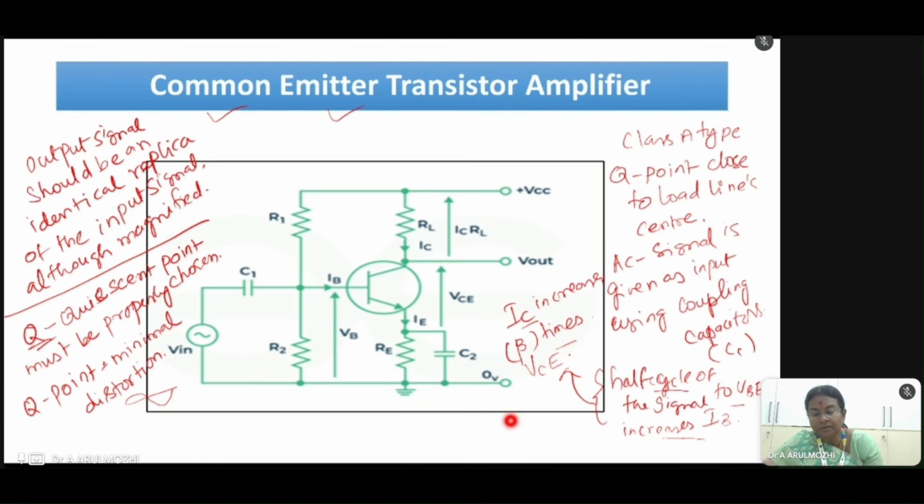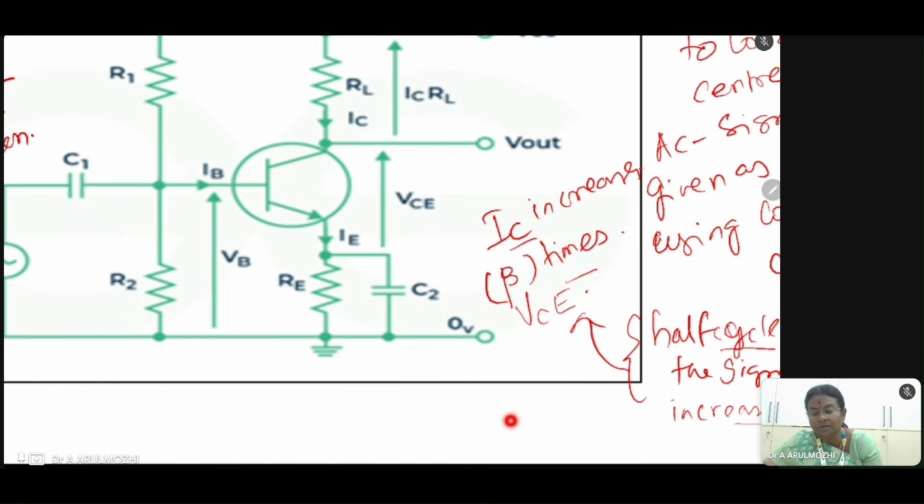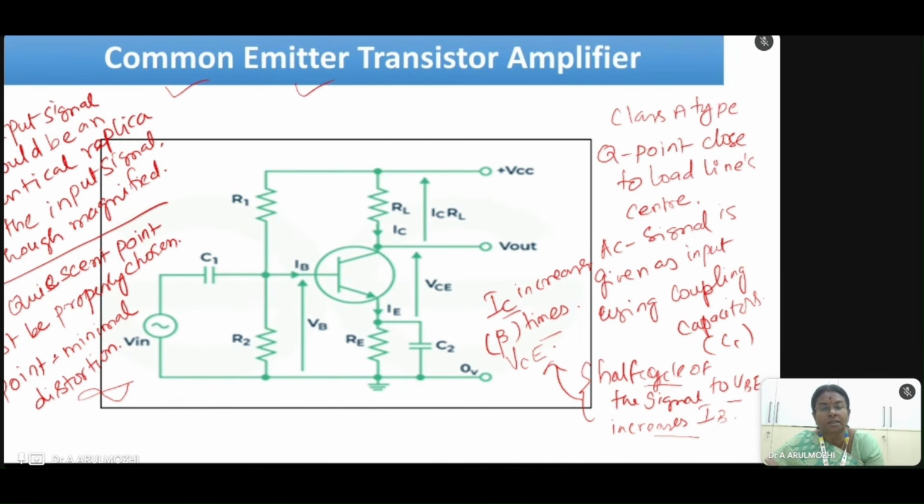The gain of this common emitter amplifier is equal to the ratio of the change in the output voltage to the change in the input voltage. Already you know the voltage gain formula: it is delta VCE to delta VBE. In this way a transistor can be used as an amplifier.